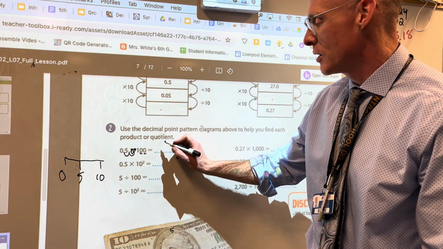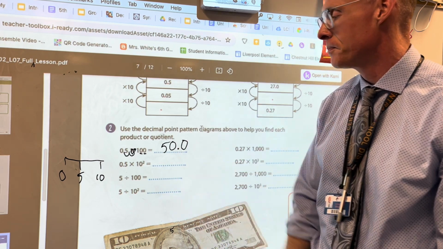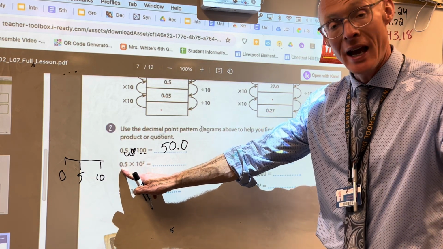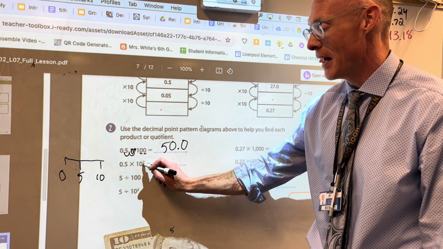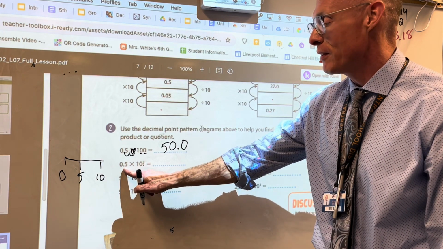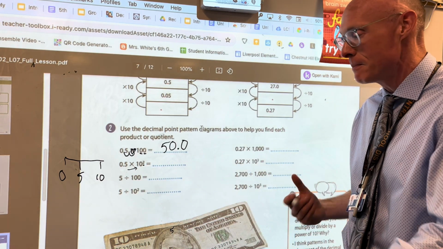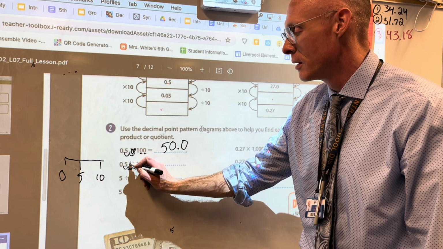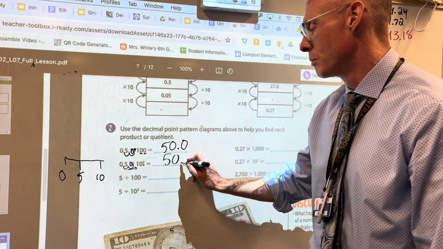So what's my answer going to be? 50. And you could say 50.0, that's fine. Okay. 5 tenths times 10 to the second power. Remember, that number tells you how many times to move the decimal. 0.5 times, so again, we're going to the right, we're going up the number line, and we're going to move it 2 times. Bloop, bloop. What do we have in there? Same thing, 50.0.